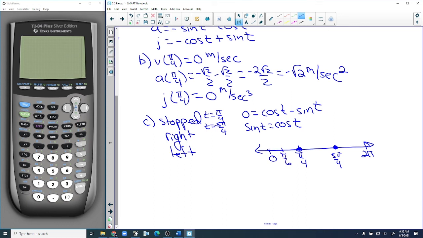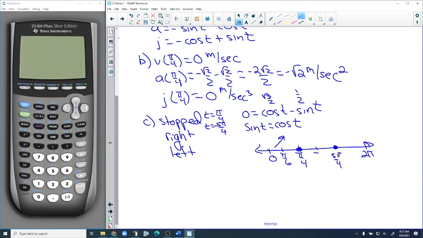Now keep in mind that we don't have to actually find the actual value. We just need to decide if the value is going to be positive or negative. That's all we're looking for. So when we plug pi over 6 in, cosine of pi over 6 is square root of 3 over 2. Sine of pi over 6 is a half. So is square root of 3 bigger or smaller than 1? What do you guys think? Bigger than 1, right? So we're looking at a positive value. Square root of 3 minus 1 is going to be positive. So this is going to the right.